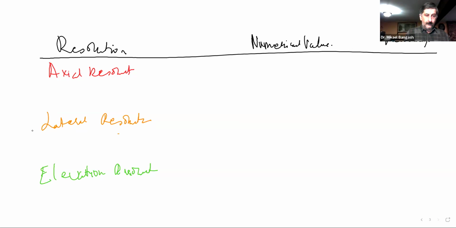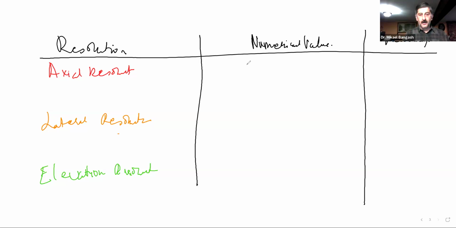Okay, guys. Now, when comparing these three resolutions, your axial resolution is going to be the one that has the lowest numerical value. Your lateral resolution is going to have a numerical value which is greater than that of your axial resolution, whereas your elevational resolution is going to be the one that has the greatest numerical value.